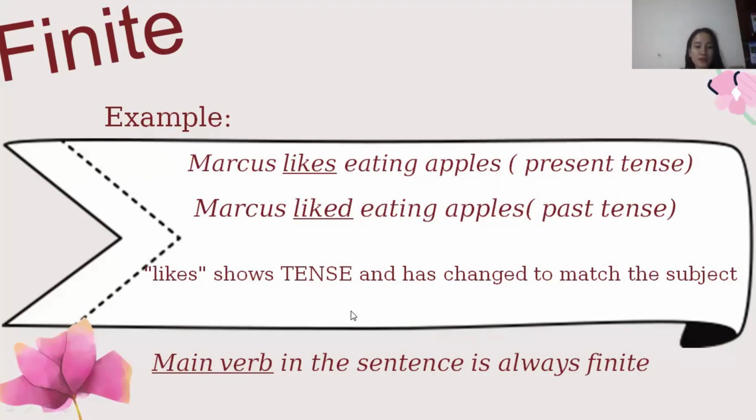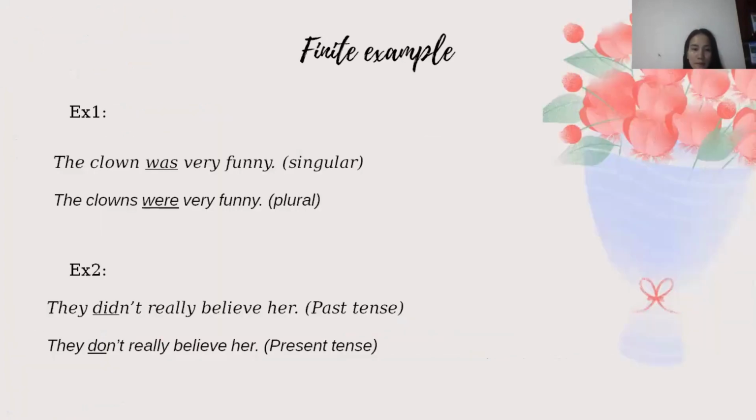So, the main verb in the sentence is always finite. As you can see here, the main verb is likes and like. It is not eating. Eating is non-finite. And that part my friend will tell you more clearly.